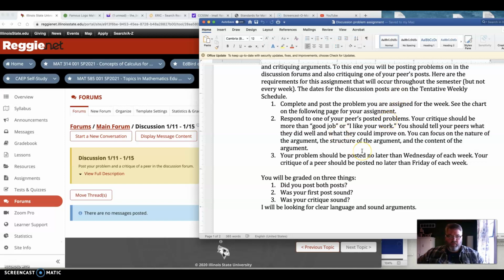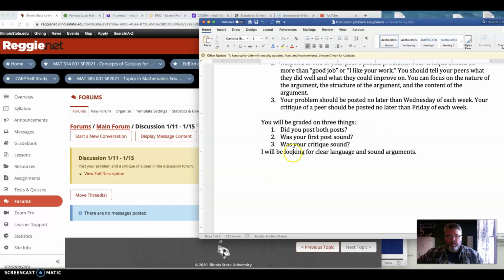And so you're only going to post two posts, and the problem that you've worked should be posted no later than Wednesday. This week we'll fudge it a little since it's the first week. And then your critique of a peer should be no later than Friday. And this is how I'm going to grade things. And so hopefully that makes it clear.